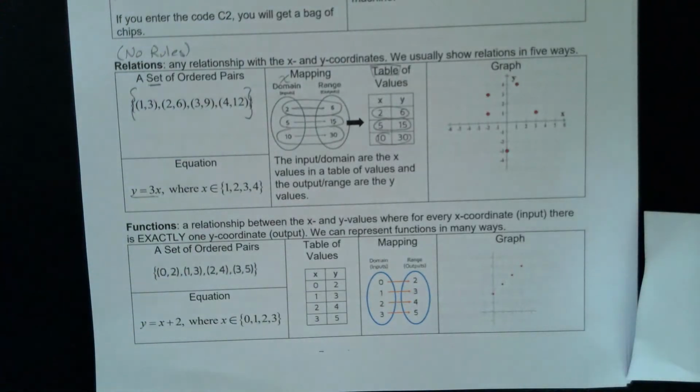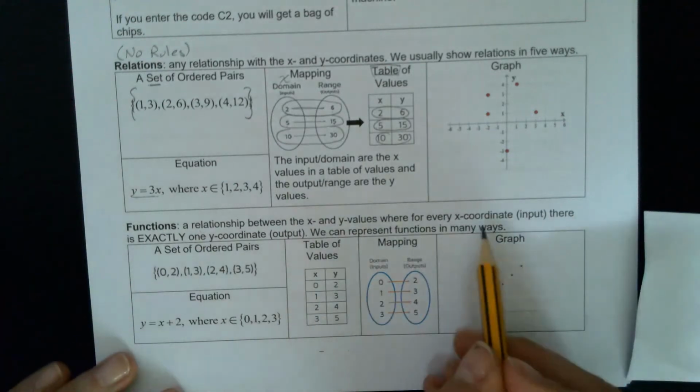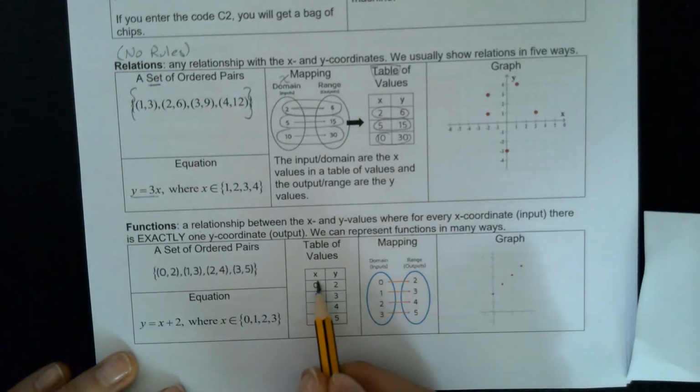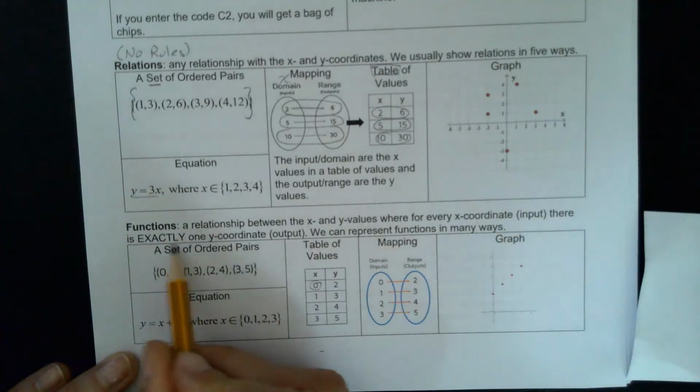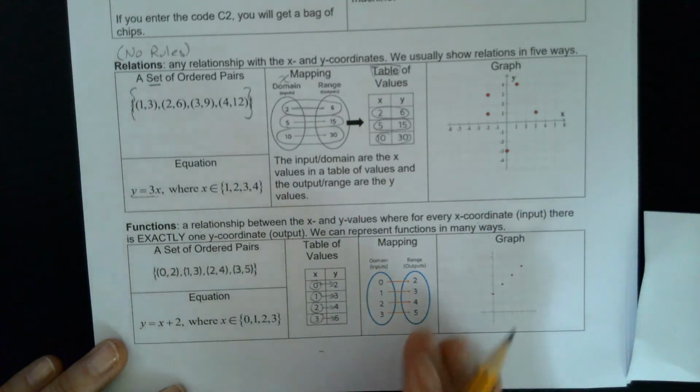Okay? But functions have a rule. This one says no rules. A function is when you have a relationship with X and Y, but for every X coordinate, there's exactly one Y coordinate. So here, if I put in 1, 3 comes out. If I put in 2, 4 comes out. If I put in 3, 5 comes out. Only one thing comes out, just like a vending machine.